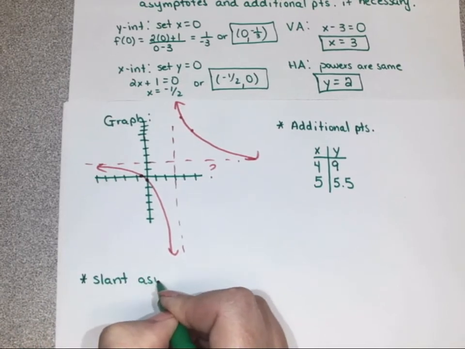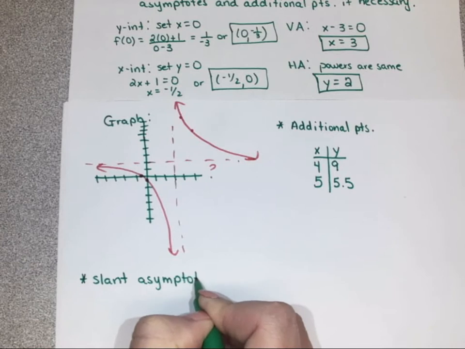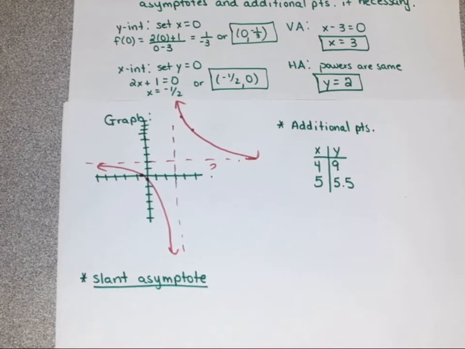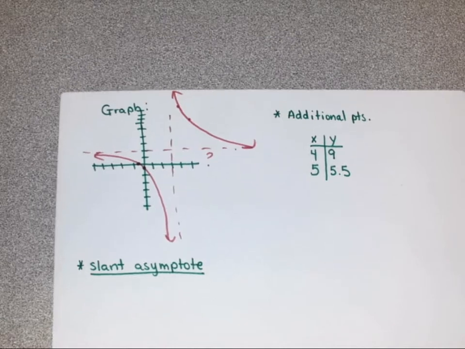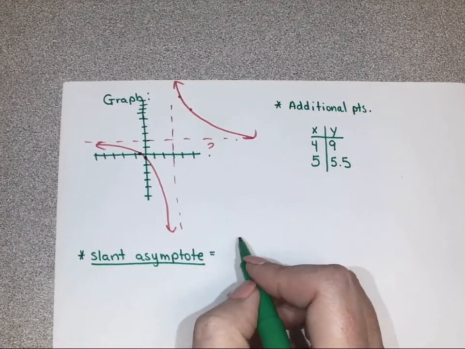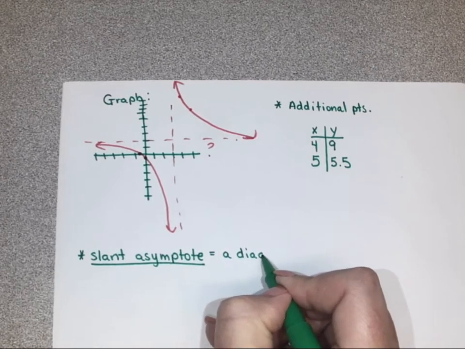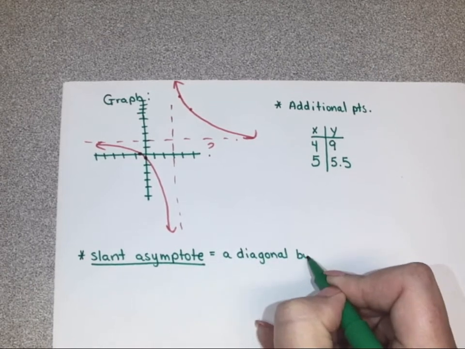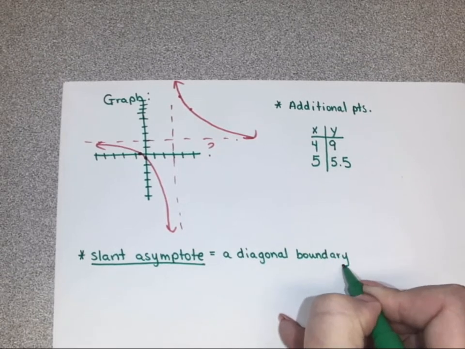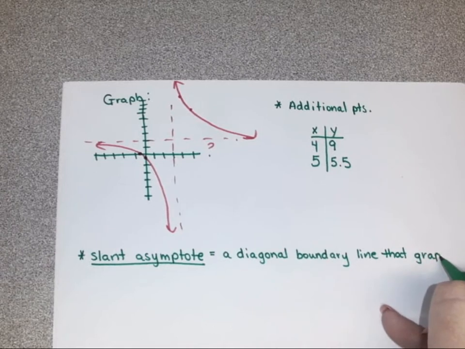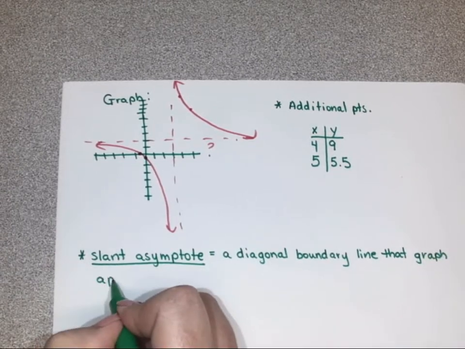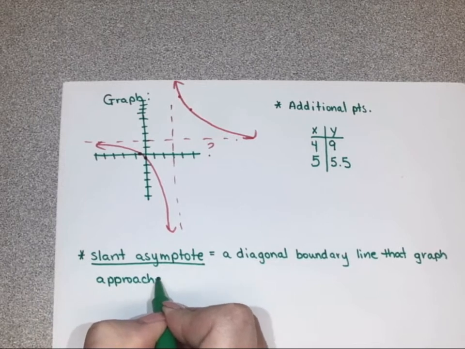a third type of asymptote. And again, I'm not going to worry you with looking at what the graphs are. But if vertical asymptotes are vertical boundary lines, and horizontal asymptotes are horizontal boundary lines, what do you guess slant asymptotes are? Slanted. They're just slanted boundary lines, right? So it's basically a diagonal boundary line that the graph approaches but doesn't touch or cross.